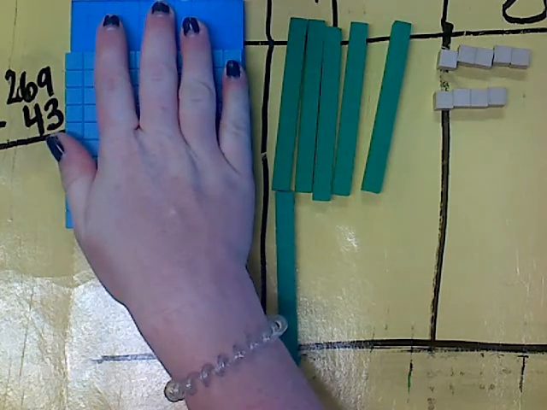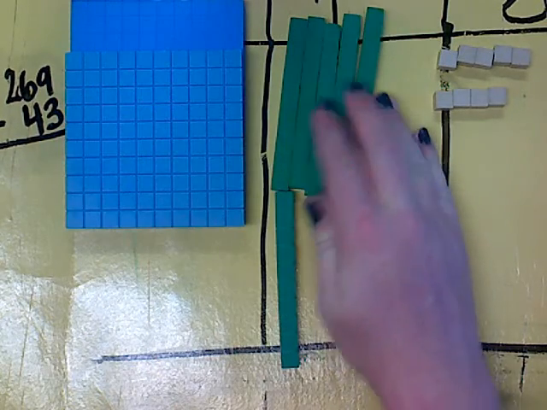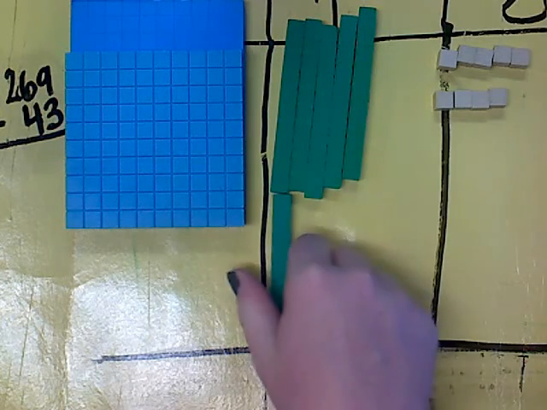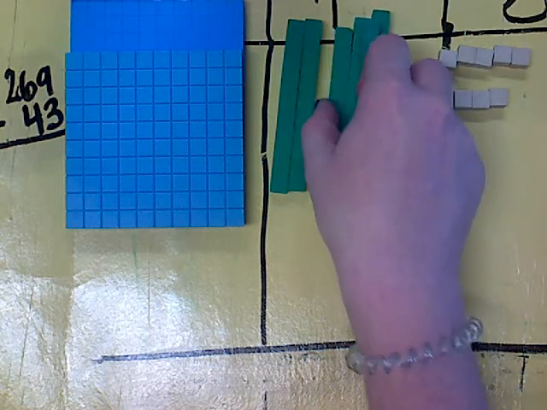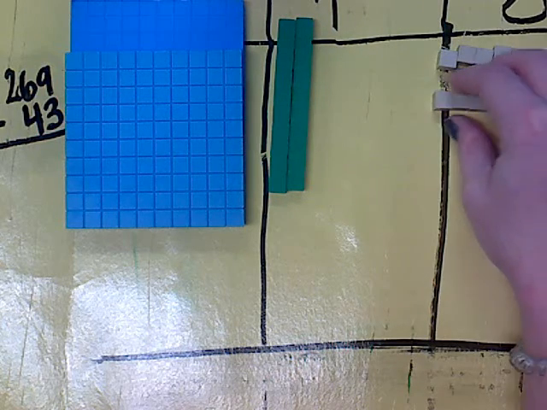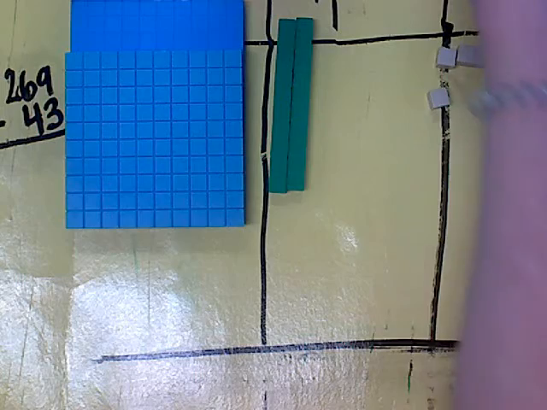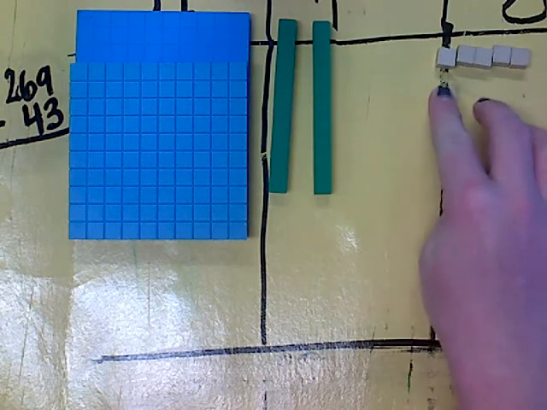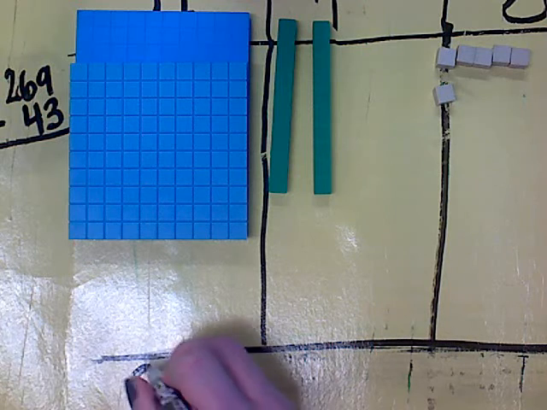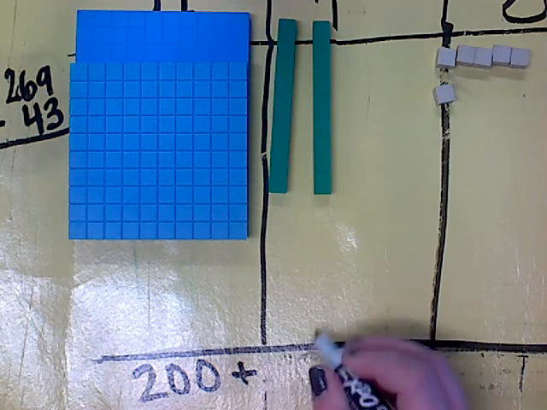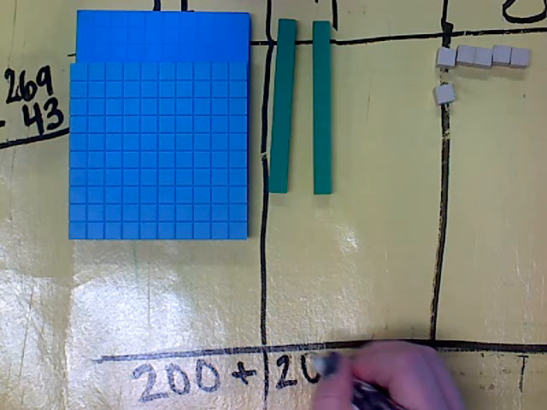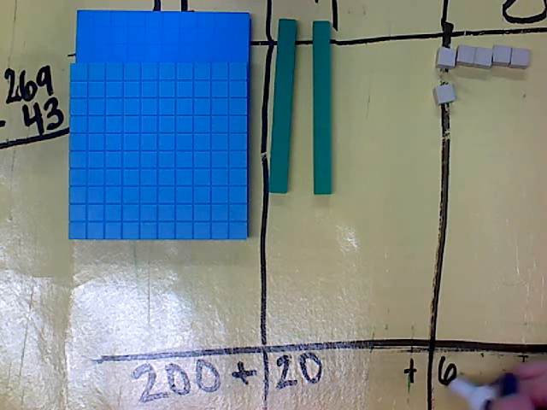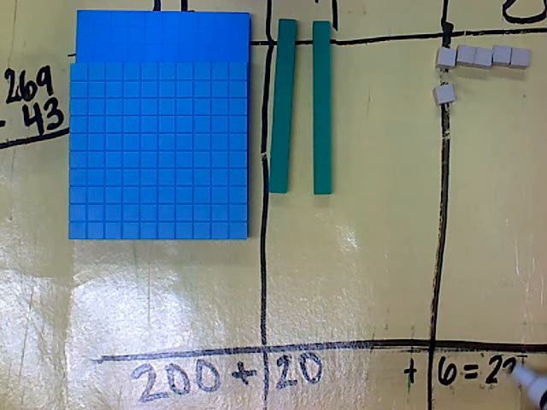So I don't have to take any hundreds away. I can take 4 away from 6, and I can take 3 away from 9. So I'm going to start doing that. So now I have 2 hundreds, 2 tens, and 6 ones. 2 hundreds have a value of 200. 2 tens have a value of 20. And 6 ones have a value of 6. That is 226.